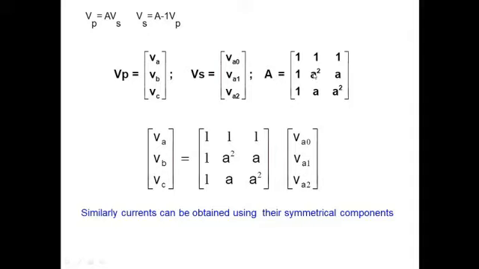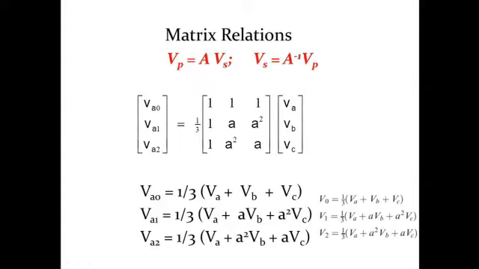counterclockwise by 240 degrees, and similarly we derived this matrix in which we can relate the phase quantities of a three-phase system to its zero, positive and negative sequence components, and similarly we derived the same relation for the currents. In this video lecture, we will derive a relation for the sequence impedances.